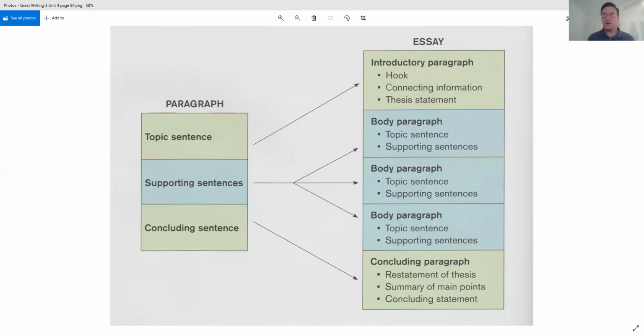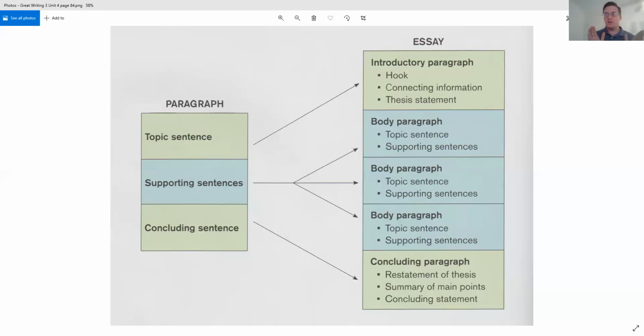And then the concluding sentence of a paragraph becomes a concluding paragraph of the essay. The concluding paragraph is where you restate your thesis. That is, you restate your main idea. You may give a summary of the body, and then you end with a final concluding statement, which is usually a prediction about the future, or perhaps a recommendation or a suggestion for the reader, some kind of advice. And that is the basic three-part structure of an academic essay.